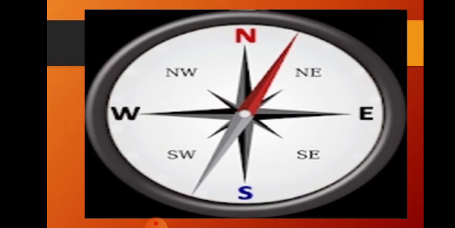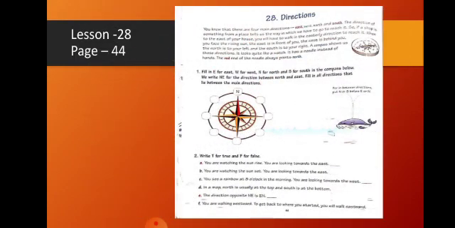Here I have displayed a compass for you. A compass shows us the four directions. It looks like a watch. It has a needle instead of hands. And the red end, you can see in the picture, the red end of the needle always points north. Okay. Now, open page 44.